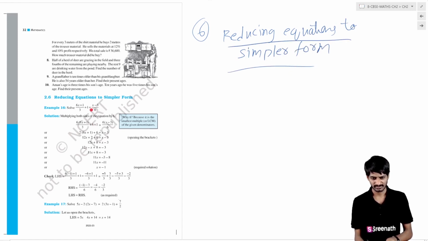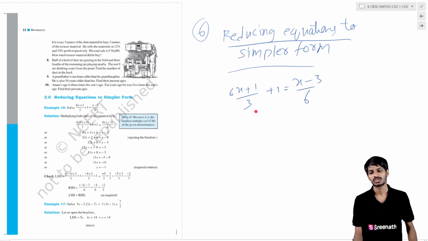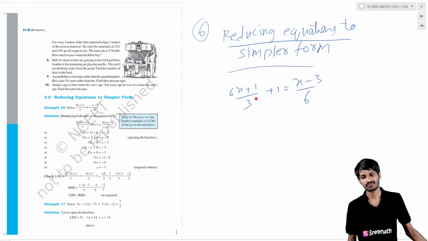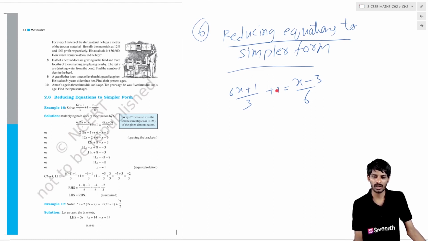Okay. Basically, here is the example. 6x plus 1 by 3 plus 1 is equal to x minus 3 by 6 plus 6. So we have to solve this. We have to reduce it to simpler form. Simpler form means finding its solution, or getting a linear equation which has one variable on the left side, and on the right side there must be a number like that. So basically here there is 1 plus 1 here. Okay, plus 1 here.